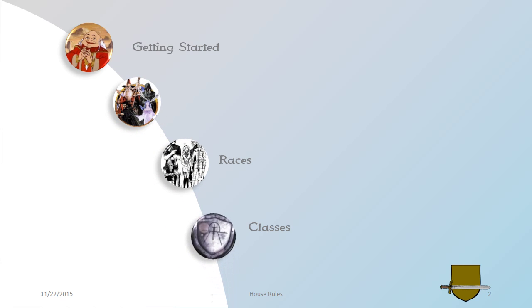So when we get started here, we'll just explain some basic mechanics, a little bit about the character sheet and what we're doing. Talk about the ability scores, select your race, and your class.